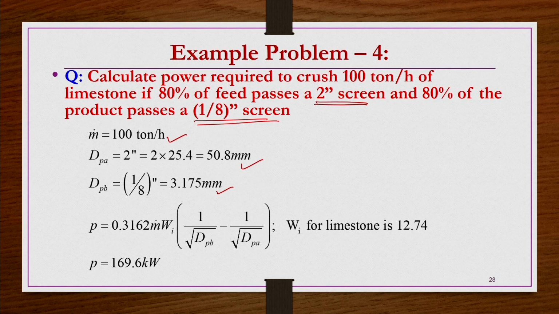And then from the tables we can understand that for limestone, Wi is 12.74. So you substitute dPb, dPa, m dot and Wi in this equation, and you will get the power requirement as 169.6 kilowatts. Okay, so compared to the previous laws, what is the additional thing that we need to give attention to here?